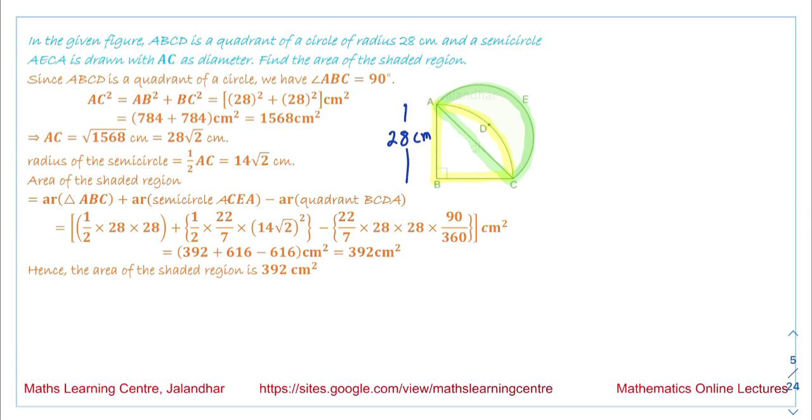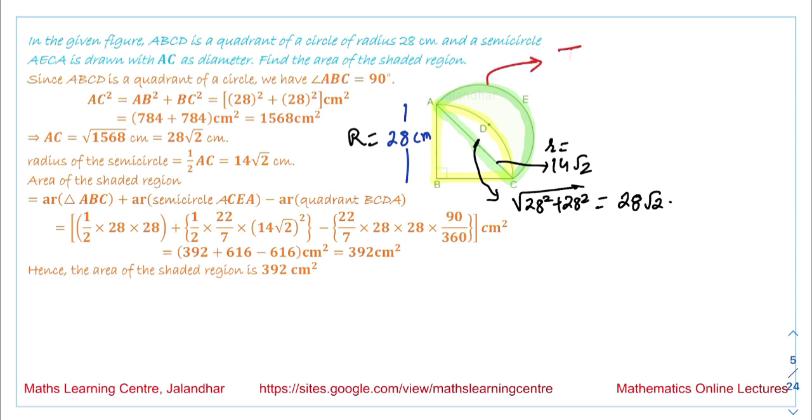So first of all, we are calculating this length AC, that will be equal to square root of 28 square plus 28 square, and the answer comes out to be 28 root 2. So the radius of this circle will be 14 root 2. Say it is small r. This value we are saying is capital R. So the area of this semicircle will be pi r square by 2. This is the area of this semicircle.